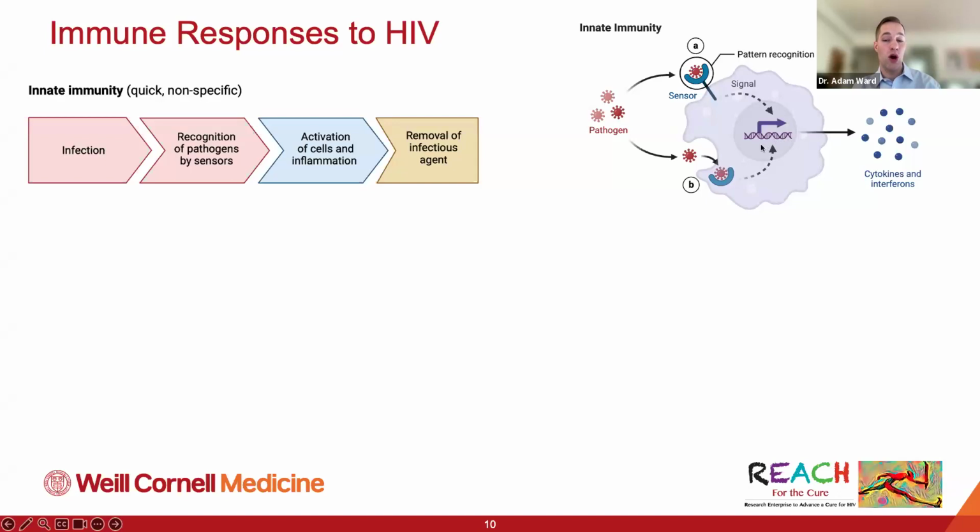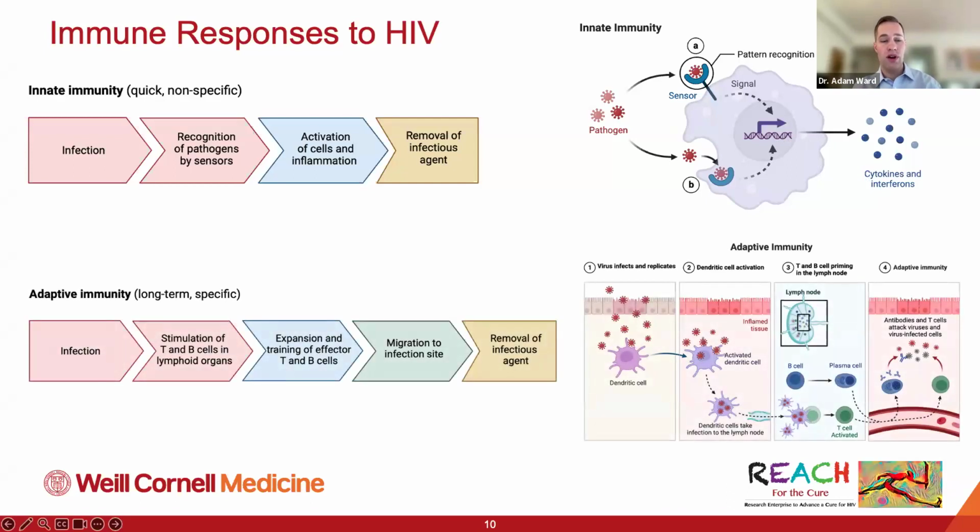And this triggers host responses in that cell, including the induction of inflammatory cytokines, as well as production of antiviral interferons, which then recruit and activate cells of the innate immune system, innate immune cells. These include macrophages, cells called natural killer cells, as well as dendritic cells. These are antigen-presenting cells I'll describe in a moment. And this initiates the development of adaptive immunity.